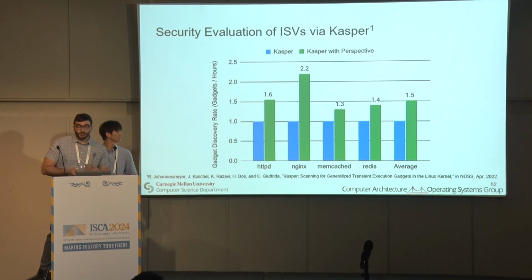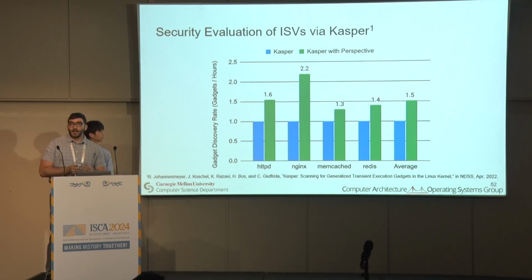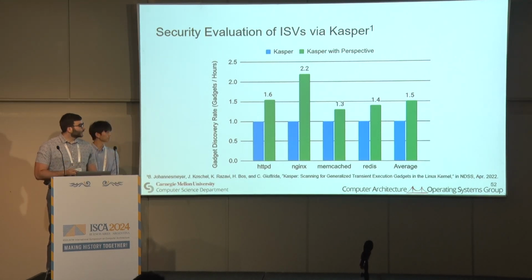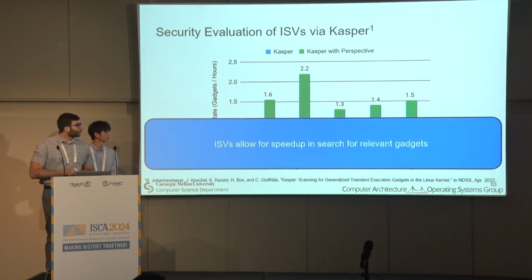Finally, to evaluate the effectiveness of ISVs, we modified Casper, a known fuzzer to find speculative execution gadgets in the kernel, to specifically only look inside the ISVs themselves. Here we can see that modifying Casper to only look in the ISVs is able to dramatically speed up search for relevant gadgets as much as 2 times faster.